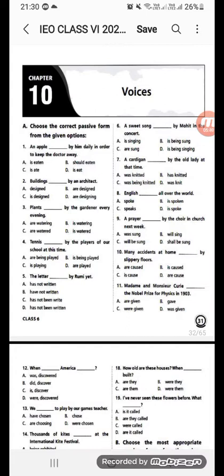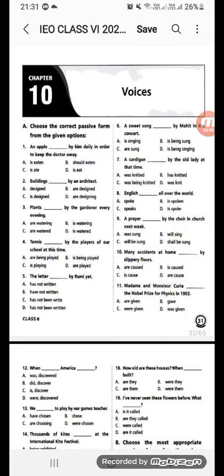Now, rule number 5: the subject in the active voice must agree with the verb in the active voice. The subject in the passive voice must agree with the verb in the passive voice. Like, the minister is distributing blankets among the poor. The sentence is in active voice. Singular subject, minister. Singular verb, is distributing.